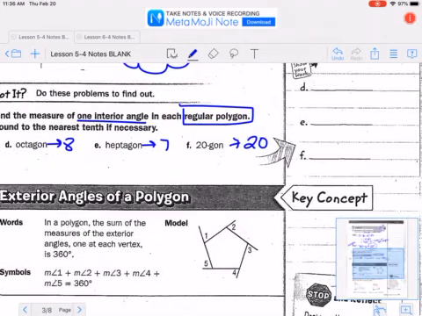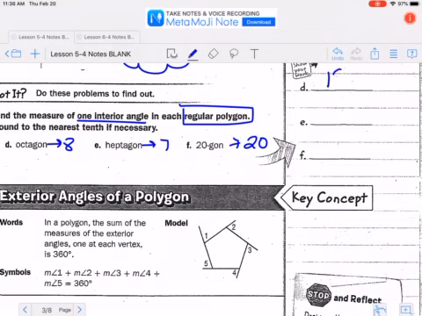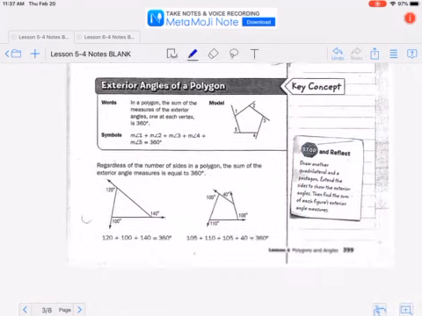Okay, welcome back. So for an octagon, the measure of one angle in an octagon is 135 degrees. For E, for a heptagon, it's 128.6 degrees for one angle in a heptagon. And then a 20gon would be 162 degrees. Okay, all right.